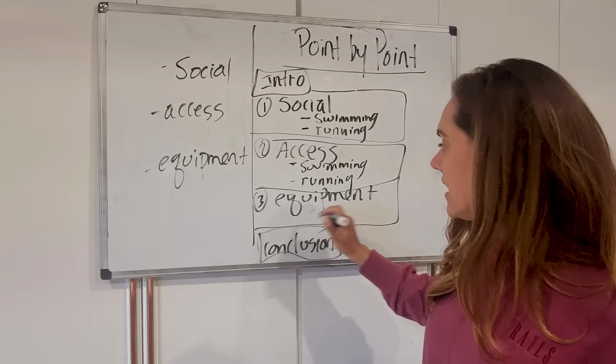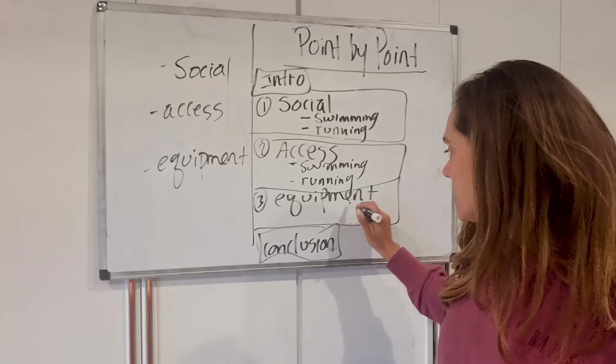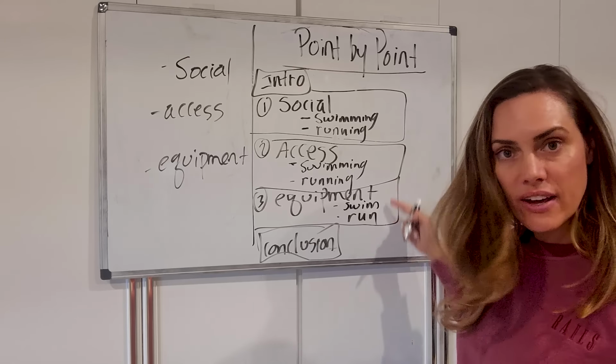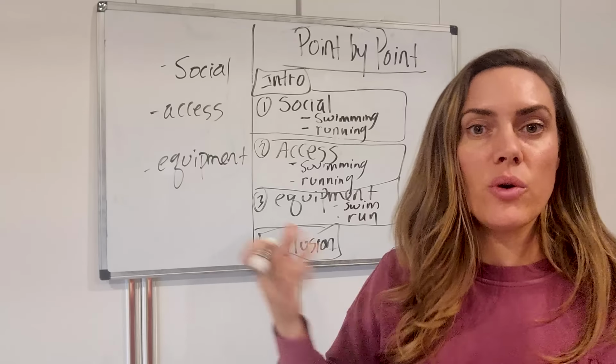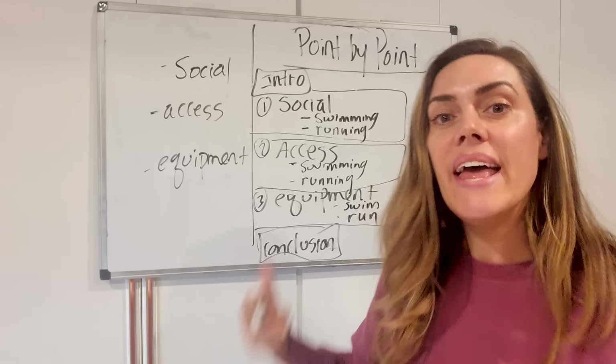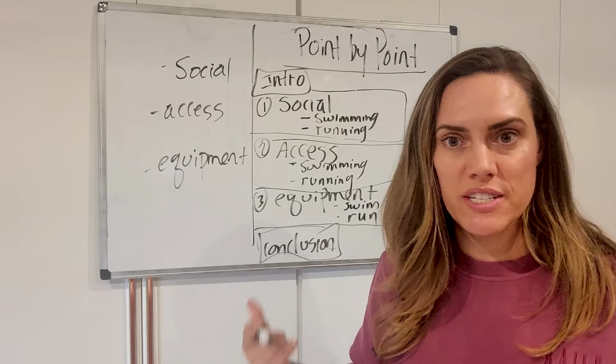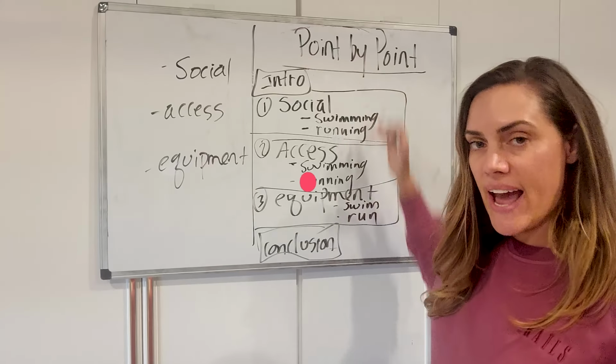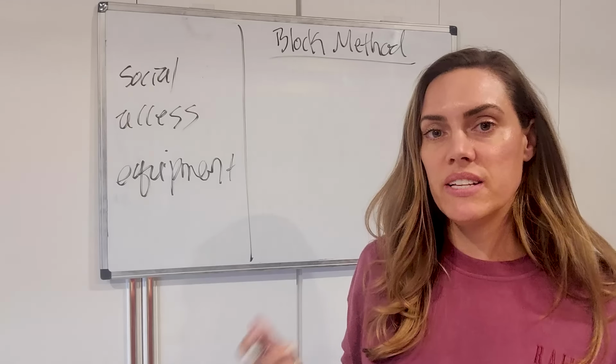And then finally, equipment. I'm going to focus on swimming and running only, and comparing or contrasting the type of equipment needed for those sports. Okay, so that's how you do point by point. Okay, that's just an outline. So the other type is the block method.